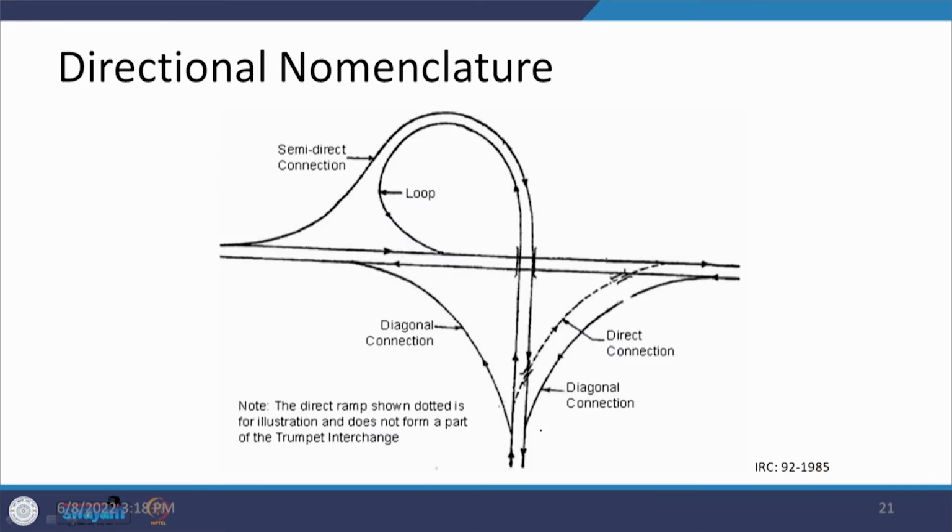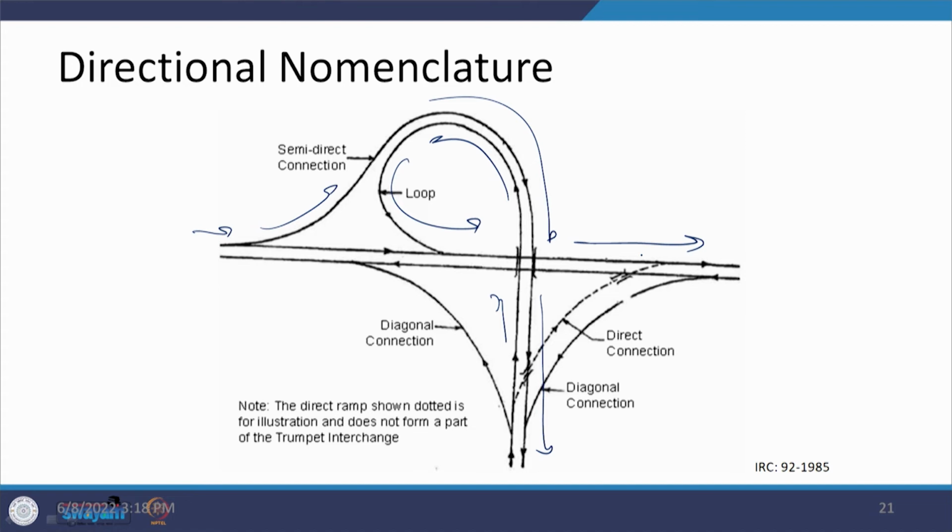Now, when we are talking about the different directional movements, they have been defined by way of the categorization of these ramps, and they are being given a name. Say, if we talk about the movement from this direction and we are going in this and we come in this direction and go this way, this is defined as a semi direct connection. But if you are coming from here and moving in this direction and take a turn and then go in this, this is a loop.